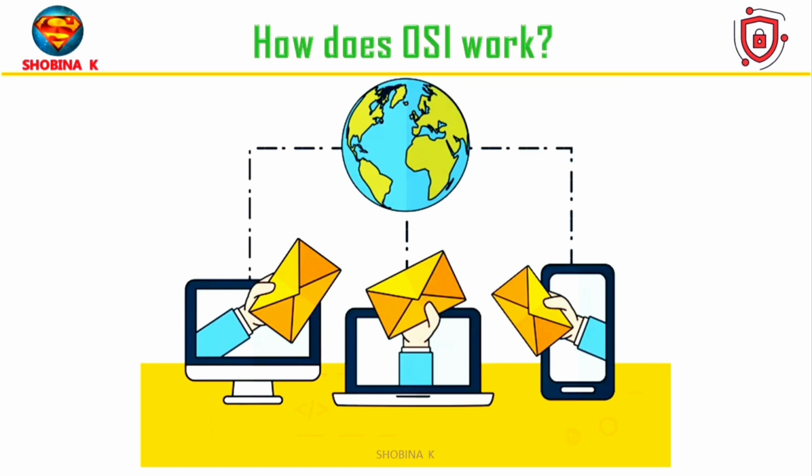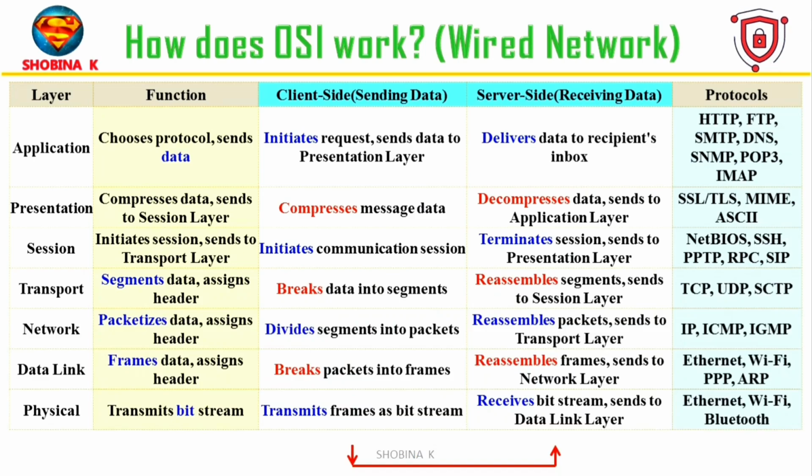When we send an email to someone, what does really happen? This table illustrates the OSI model layers and their corresponding functions, protocols, and processes involved in sending and receiving an email. What happens when a client sends an email to a server? We will see layer by layer. Sending an email begins at the application layer. First, the user composes an email using an application like Outlook or Gmail.